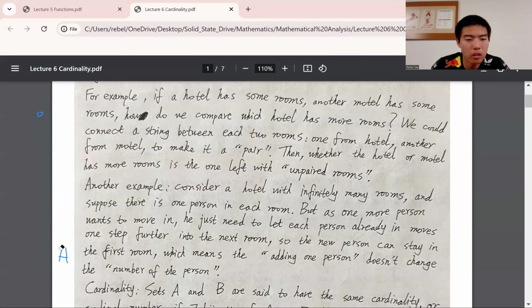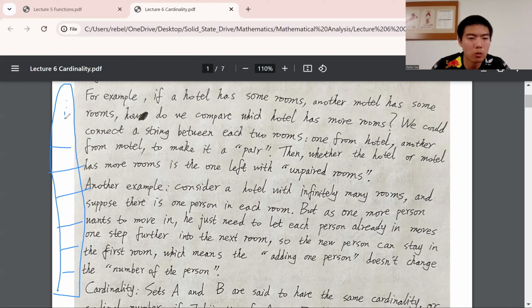All right. Another example is to consider a hotel with infinitely many rooms. In this case, the hotel looks like that. There's room 1, room 2, room 3, room 4, room 5, room 6, and it goes on to infinitely many rooms. In this case, our counting might not make sense, because we say every room is occupied by 1 person.